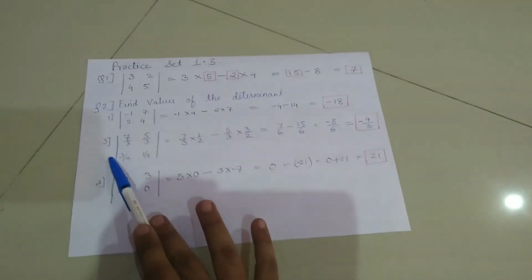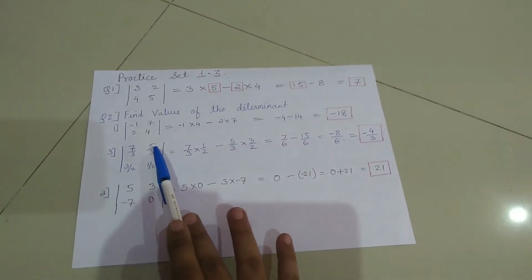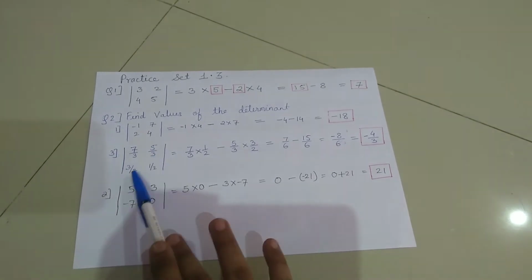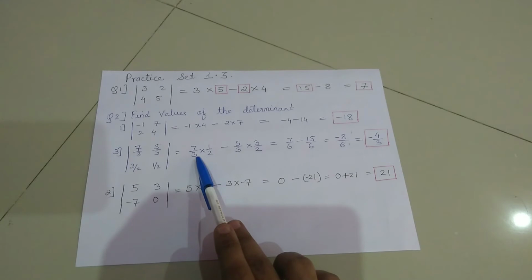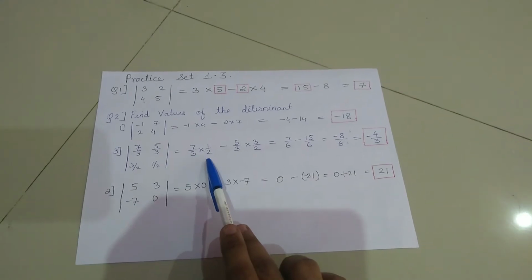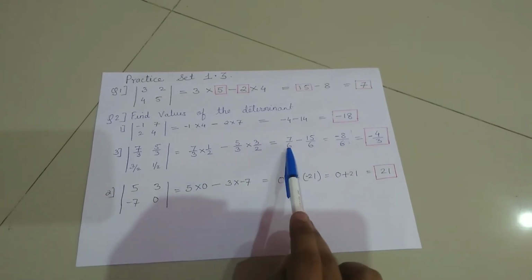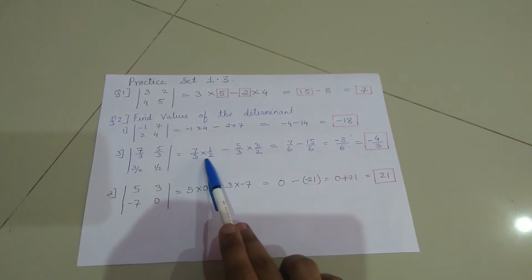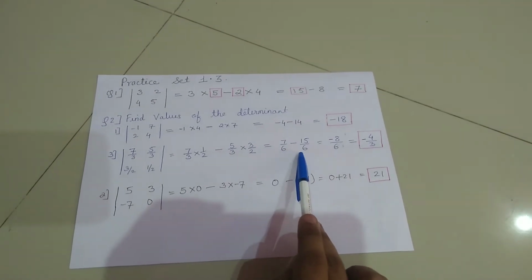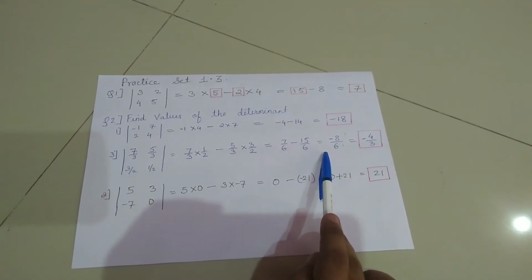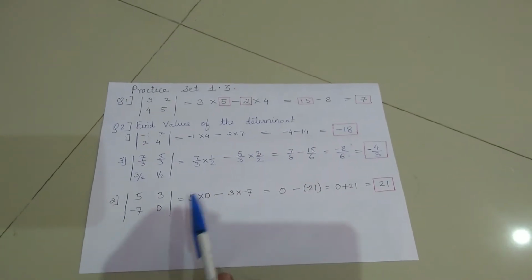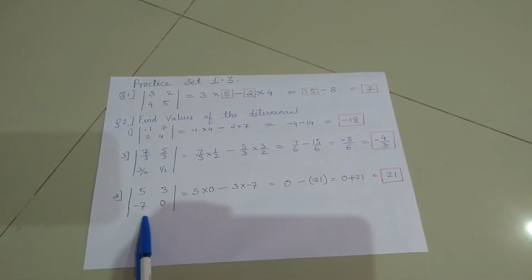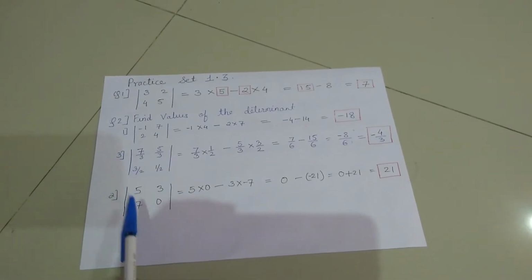Similarly, question 3 here is 7 upon 3, 5 upon 3, 3 upon 2, 1 upon 2. So 7 upon 3 into 1 upon 2 minus 5 upon 3 into 3 upon 2. This gives 7 upon 6, since 3 into 2 is 6, minus 15 upon 6, which gives minus 8 upon 6, that is minus 4 upon 3.